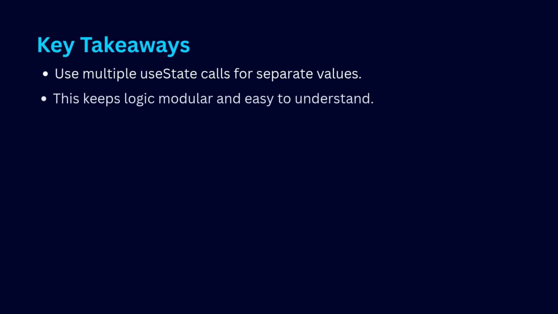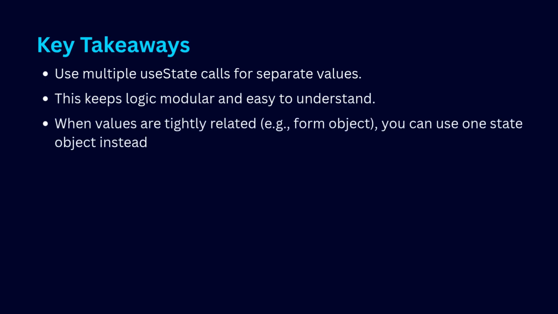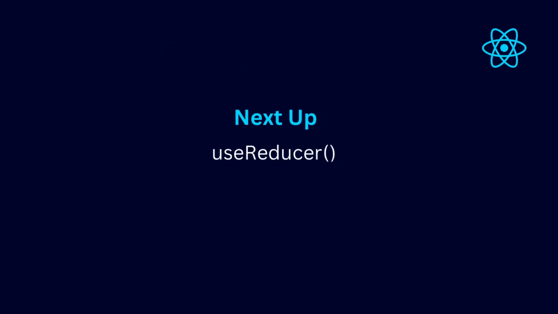Here are some key takeaways. Use multiple useState calls for separate values. This keeps logic modular and easy to understand. When values are tightly related, for example a form object, you can use one state object instead. Next up, we will see how to use useReducer for more complex state logic.